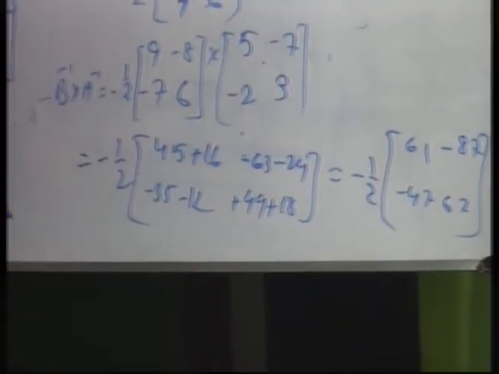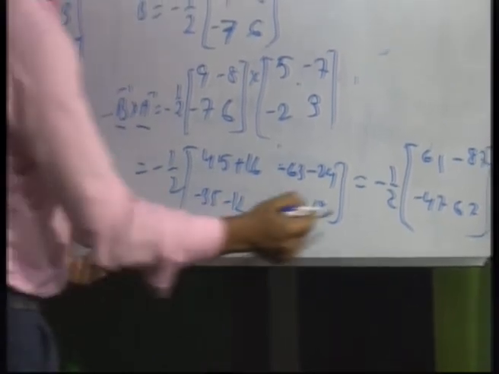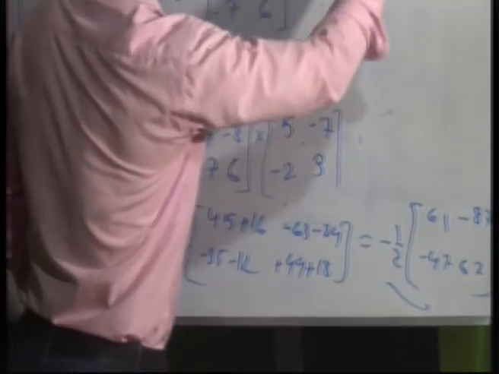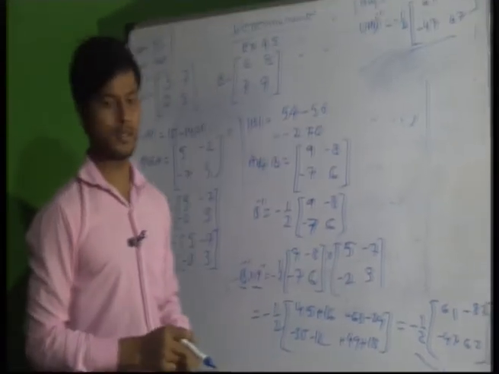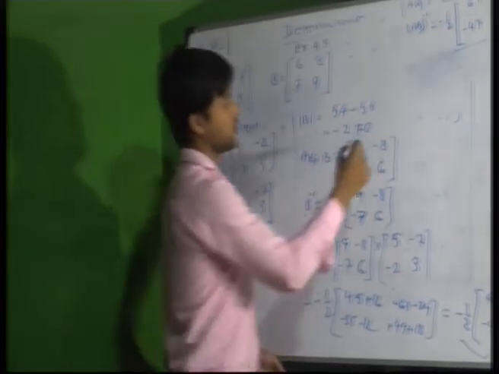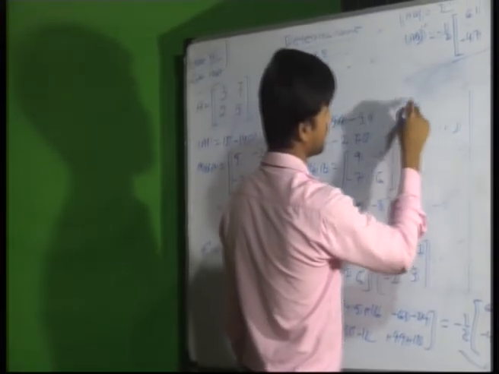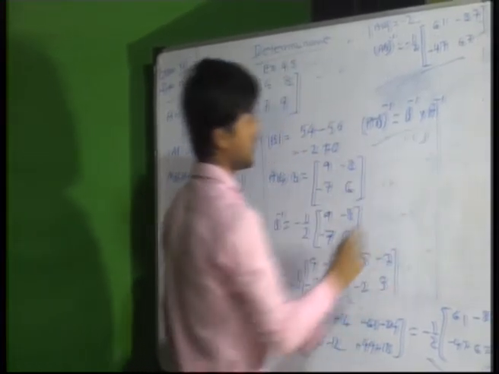So look. So B inverse, the value of B inverse into A inverse means this matrix, and look at this matrix, both are equal. So A into B whole inverse is equal to B inverse into A inverse. Okay, so AB whole inverse is equal to B inverse into A inverse, and hence proved.